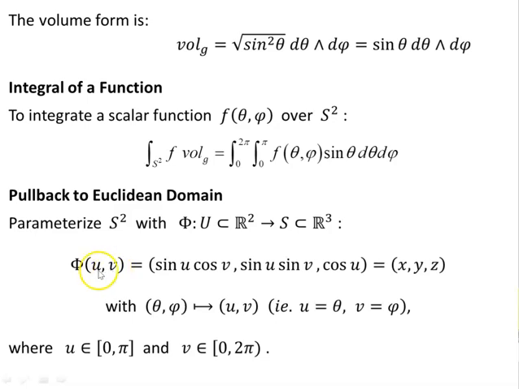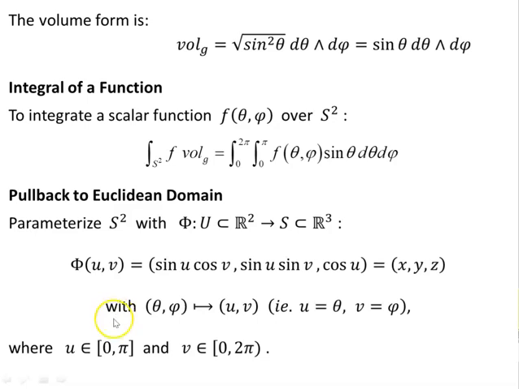Phi with coordinates u, v on U. So that becomes sine u cos v, sine u sine v, cos u. Now here we would express each point of S2 using sine theta and phi, and that would give us our coordinates in R3, x, y, z for this unit sphere, or the surface of this unit sphere.